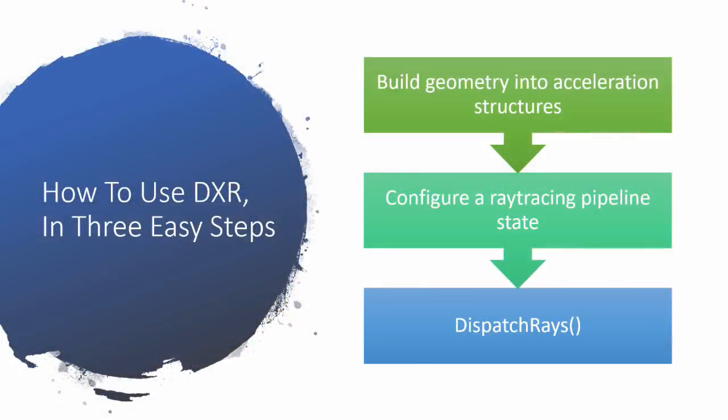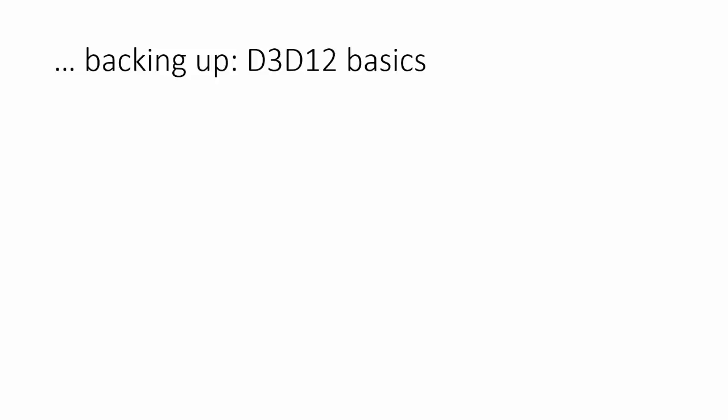So there's basically three things that you need to do on the host side using the DirectX API. You need to build geometry into acceleration structures that can be ray traced against. Then you need to configure a pipeline state that defines all of the shaders that are going to be used for ray tracing. And then finally, you call dispatch rays. So I'm going to spend the next hour walking through each of these steps. Before I start doing that, though, I need to back up a little bit and talk about D3D12 itself.